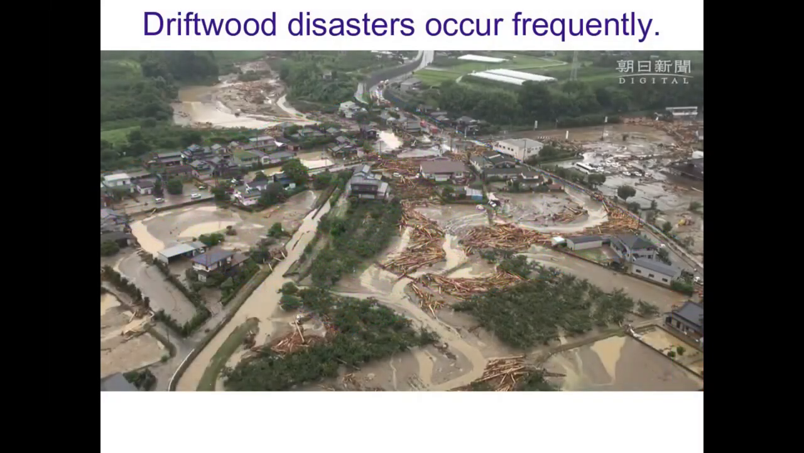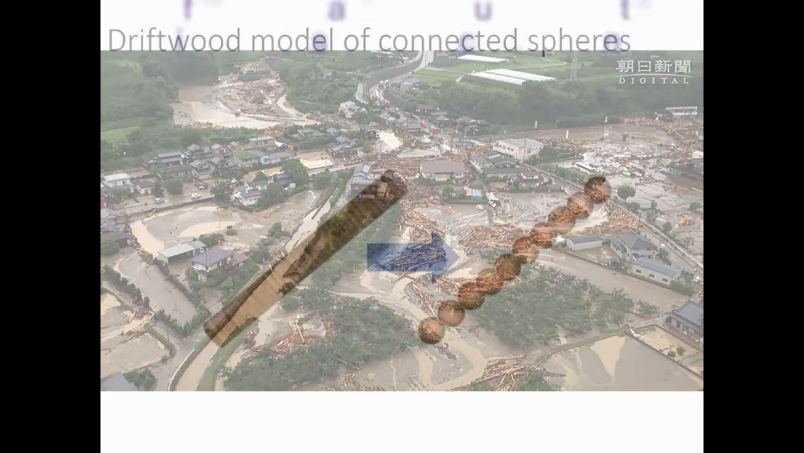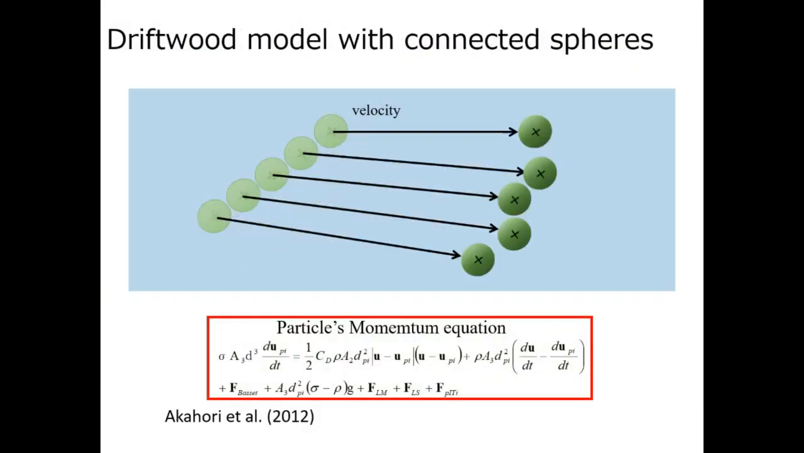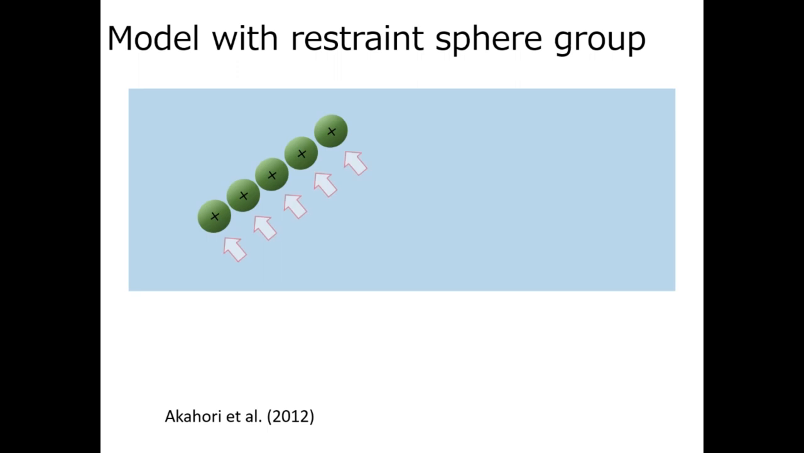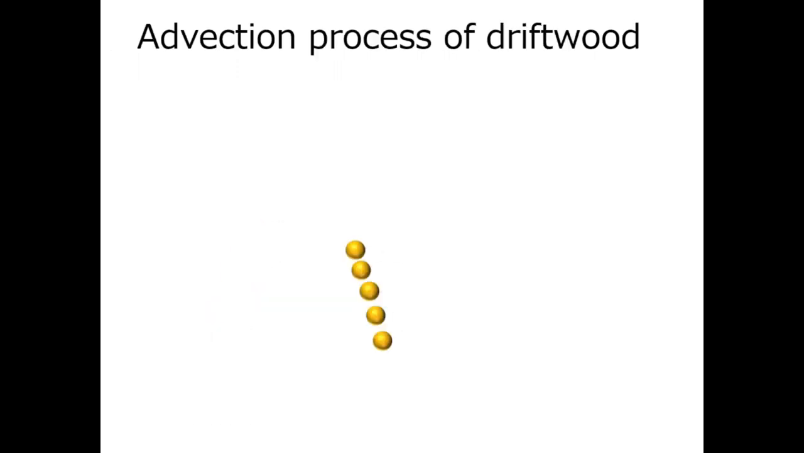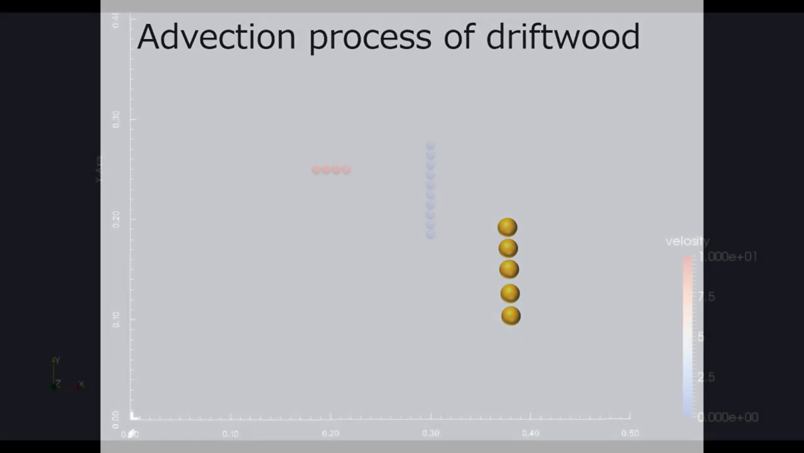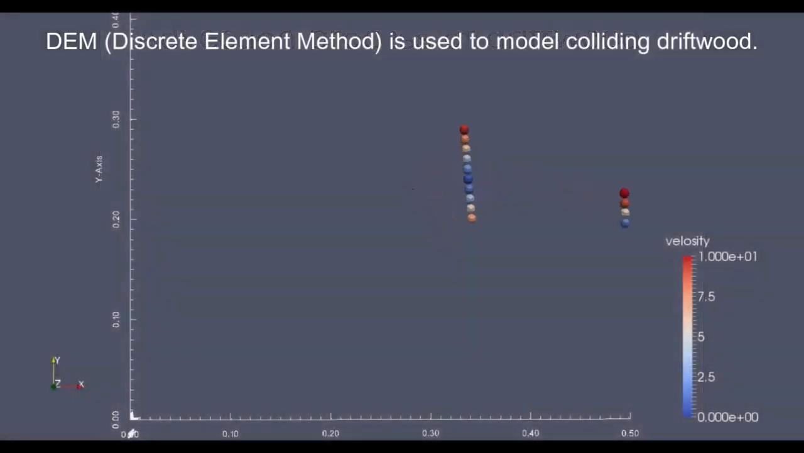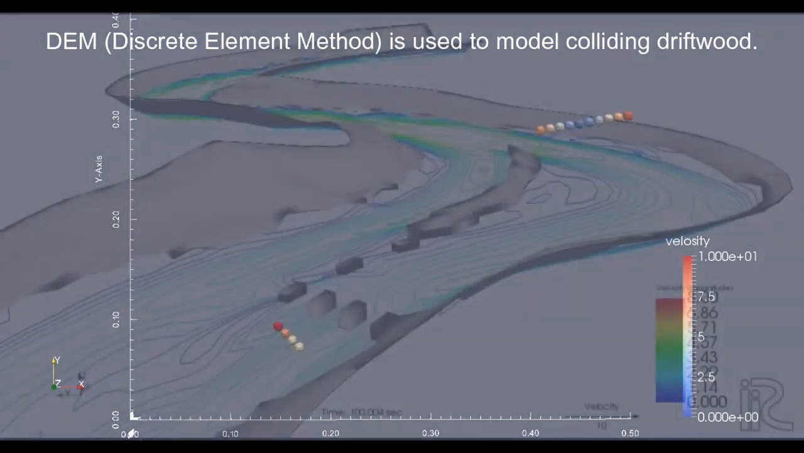Recently, driftwood disasters occur frequently in many rivers. NaysCUBE has a function to simulate driftwood movement. In NaysCUBE, driftwood is expressed as a connection of element spheres. Once, each sphere is advected independently, and then the disordered spheres are rearranged again in a row. Repeating this process step by step, we can simulate the continuous movement of driftwood. The collision of driftwood pieces with each other is modeled with the discrete element method.